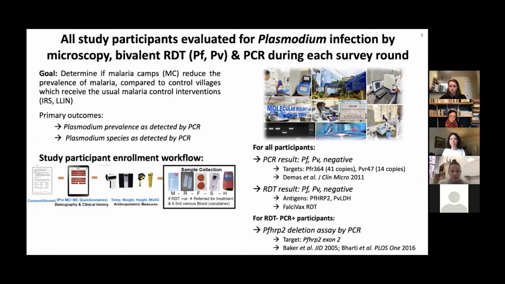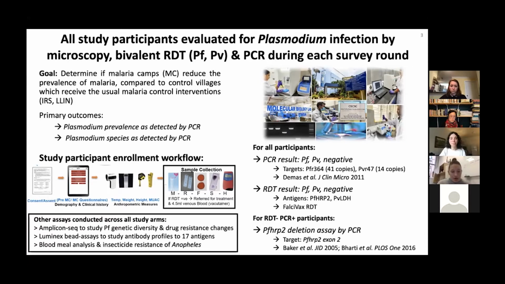Because of this predominance of falciparum and because we're using an HRP2 identifying RDT, we do conduct PfHRP2 deletion assays by PCR targeting exon 2 for any RDT negative, PCR positive individuals. As well as a number of serology and sequencing and entomology assays, which I will not discuss today.